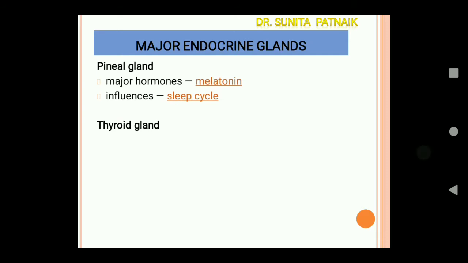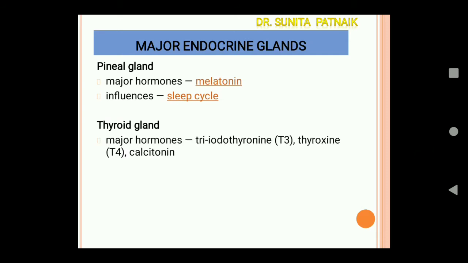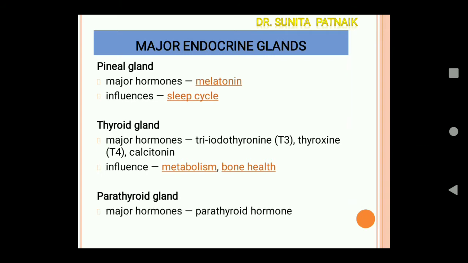Thyroid gland. Thyroid gland is one of the largest endocrine glands in the body, and it secretes the major hormones triiodothyronine and thyroxine and calcitonin. It influences metabolism and bone health. Parathyroid gland also secretes some major hormones, parathyroid hormone, and it influences calcium and vitamin D regulation.